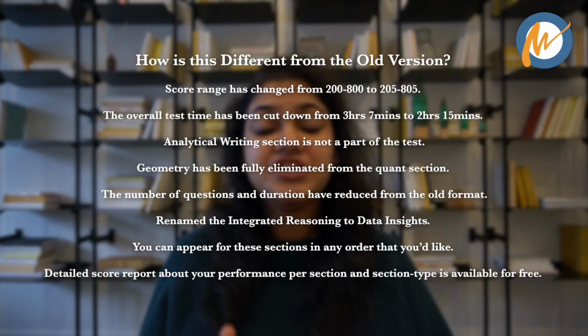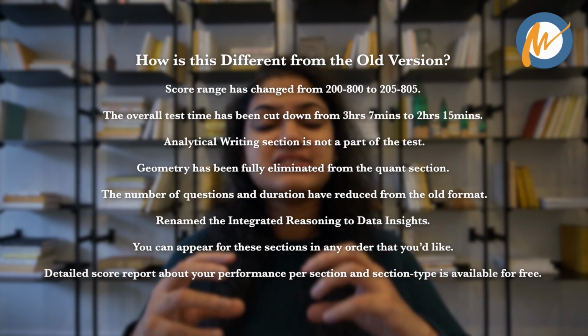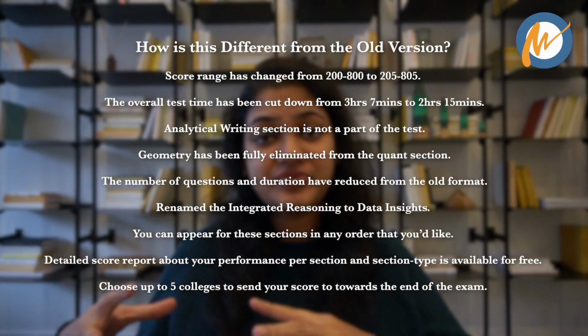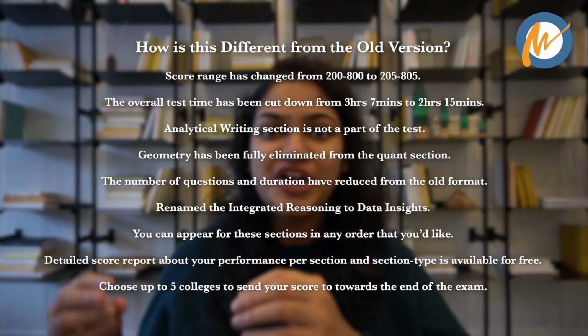In the Focus Edition, you get a detailed score report about your performance per section and question type for free. Earlier, you'd only see your overall score and had to separately order the detailed score report for an extra fee. Now, in the old version, you had to select names of 5 schools that you wanted to send your scores to at the beginning of the test. They have shifted this feature towards the end of the exam. So you can choose to send your score even after you have seen your score, knowing how well you performed, and just in case you end up changing your mind about applying somewhere particular.